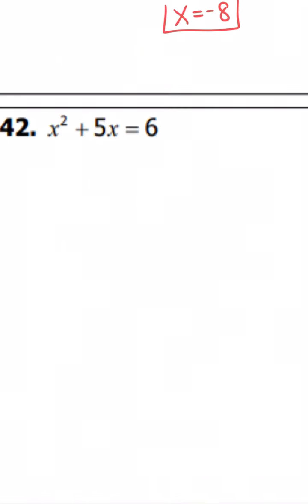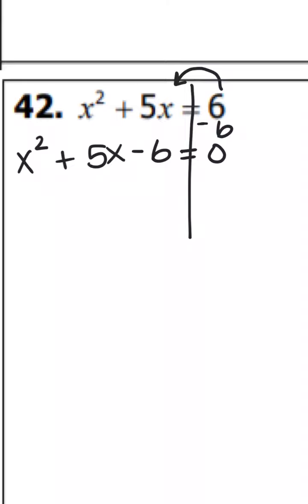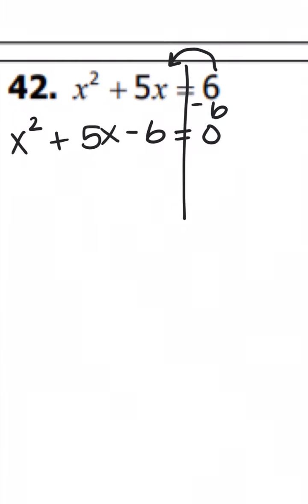All right, number 42. So this one has 3 terms, and it's not set equal to 0 again, so that's the first thing we're going to have to do. I have to move this positive 6 to the other side. So to get that to the other side, since it's positive, I would subtract it over. So it would be a minus 6, and 6 minus 6 is 0. Now this is not a binomial. This is a trinomial. There's 3 things there.